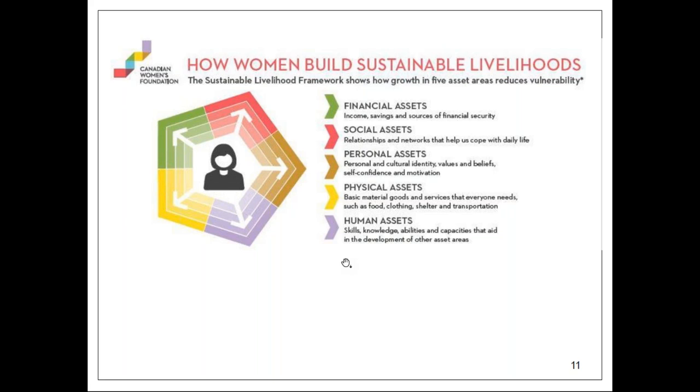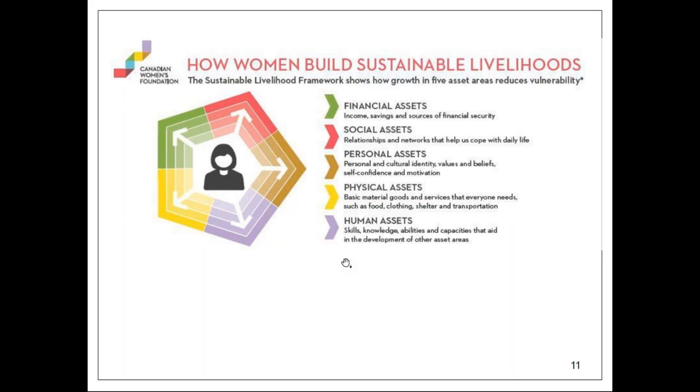What I imagine that we're going to do, as we've done in the past, is when we look at developing our learning and evaluation framework, we are using the Sustainable Livelihoods model, but we will be checking in with our grantees to discuss these asset areas and to see what are the key indicators that we should use in terms of talking about the impact of the work and talking about the work that you do in terms of supporting women and their journey out of poverty.